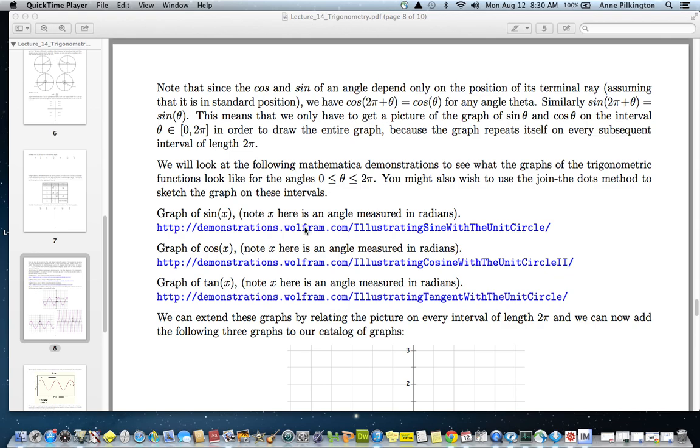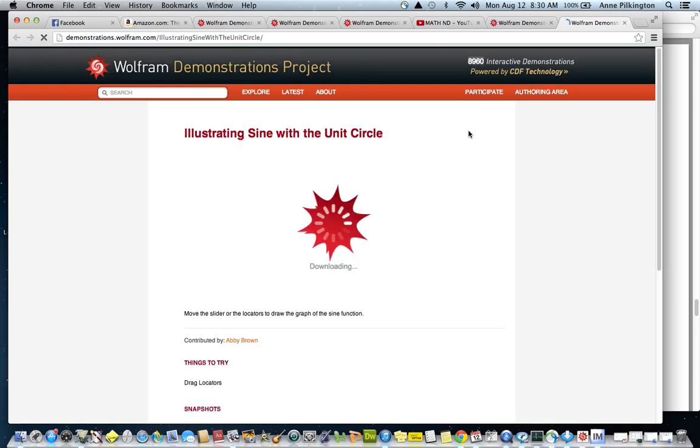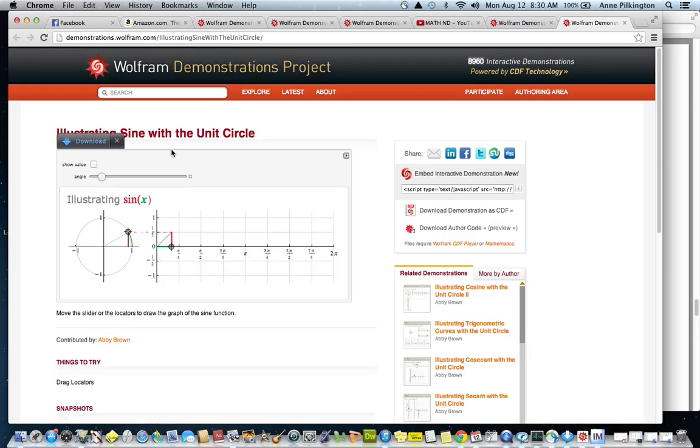Now we're going to draw these graphs with a Wolfram demonstration. If you click on these links, it will bring you to a web page, and this is the Wolfram demonstration project. To use these demonstrations, you have to download some CDF software, which is very easy to download, and you can use it on any computer. Here, this illustrates the graph of sine of x for x between 0 and 2 pi.